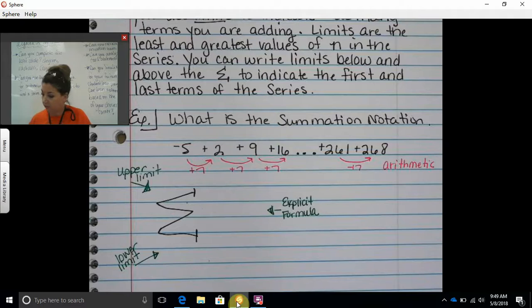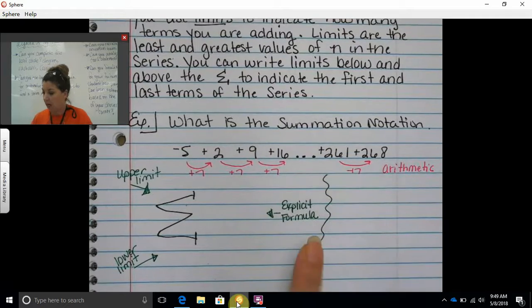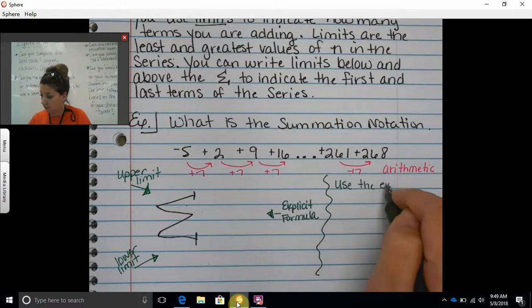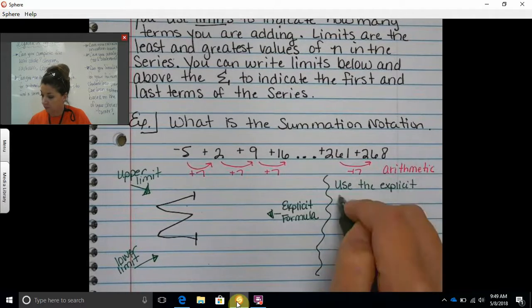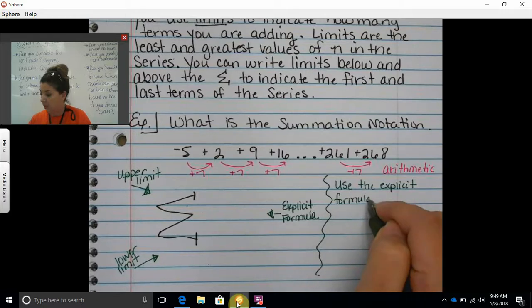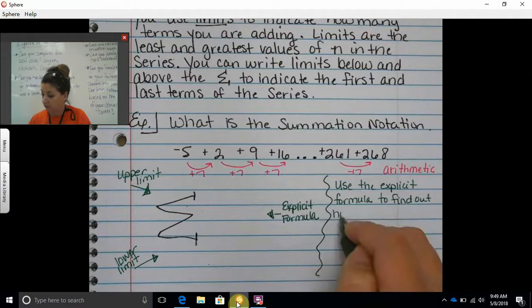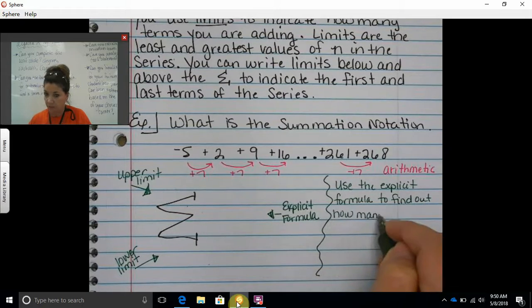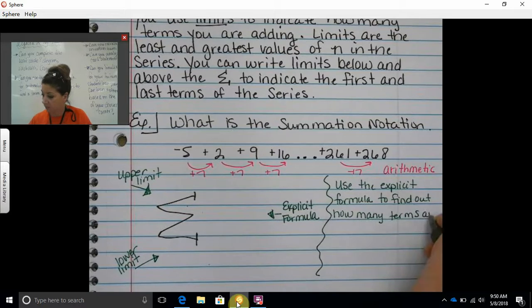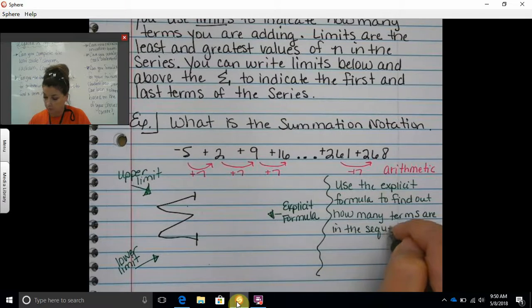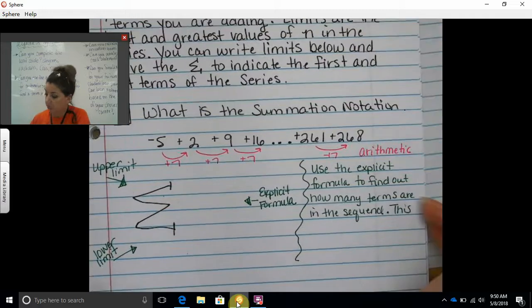Okay, so over here on the side, I'm going to use the explicit formula to find out how many terms are in the sequence. This will be the upper limit.